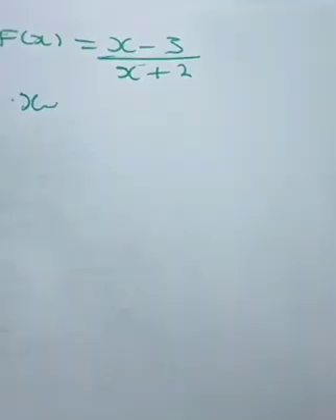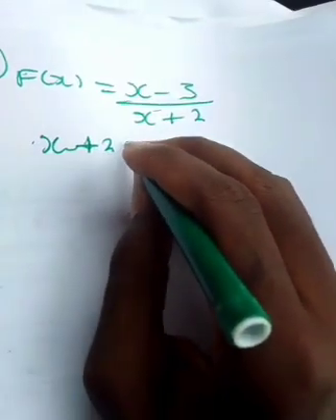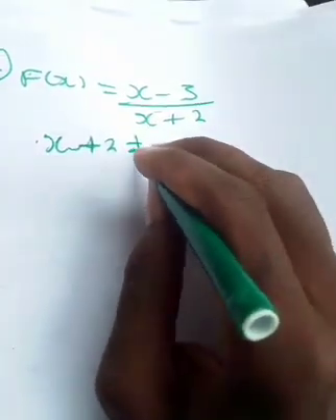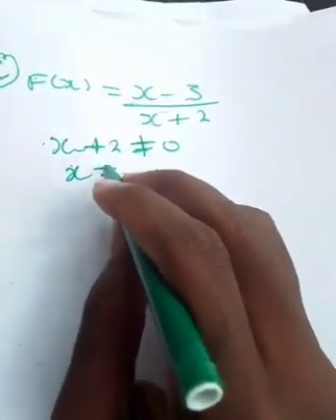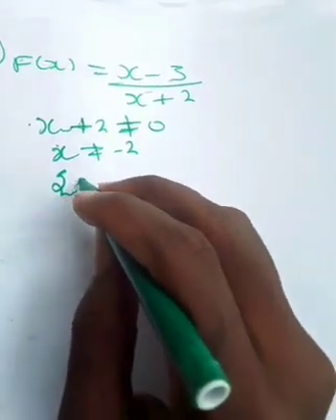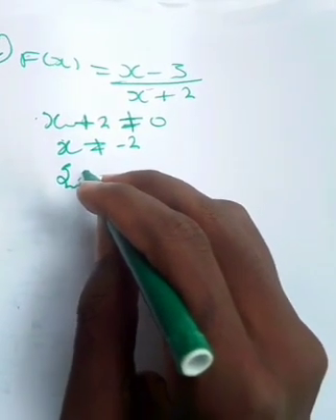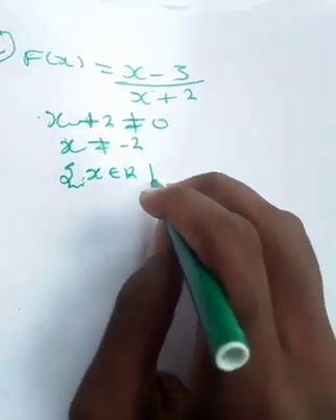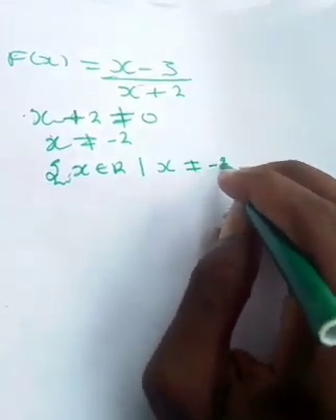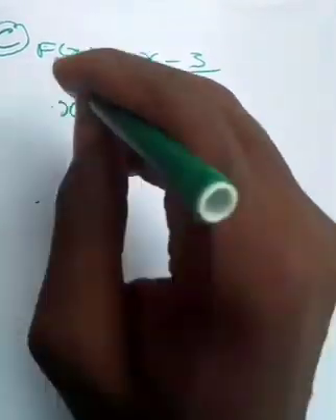Alright, so the first one, they just want us to find the domain. To find the domain, we say x plus 2 should not be equal to 0. Then solve for x: negative 2. Okay, so listen, you can say that x can be any real number, but it cannot be equal to negative 2. And just like this, you are done.